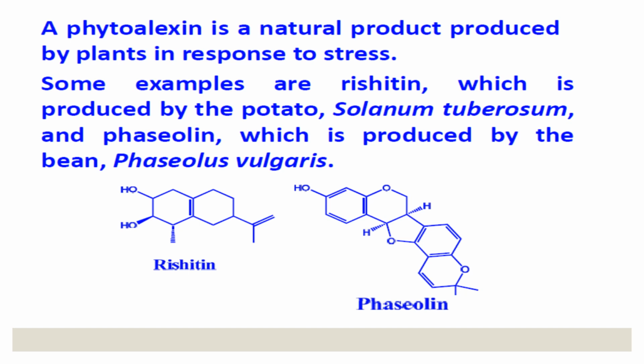So phytoalexin is a natural product produced by the plant in response to stress. Some examples are rishitin, produced by the potato, Solanum tuberosum, and phaseollin, produced by the bean, Phaseolus vulgaris. These are phytoalexins that are very important and crucial for humans.